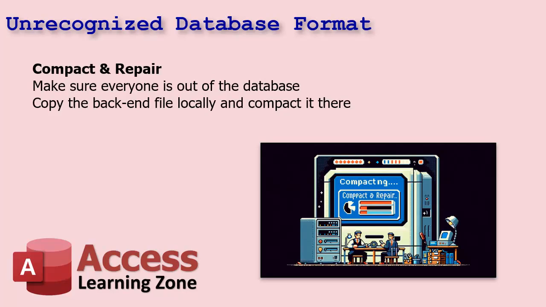Now, the first thing you're going to try doing is running a compact and repair. Make sure everyone is out of the database. You're going to copy that backend file down to your local workstation and then do the compact and repair there. Don't try to do the compact and repair over the network. You're just asking for troubles to creep in there. Okay? Then once it's done, it'll also run faster. Then once it's done, copy it back up to the server.